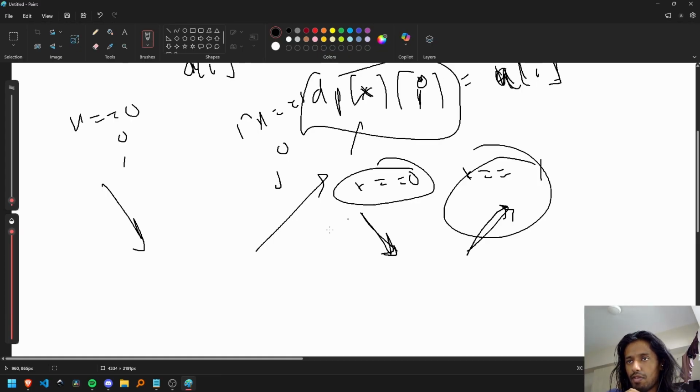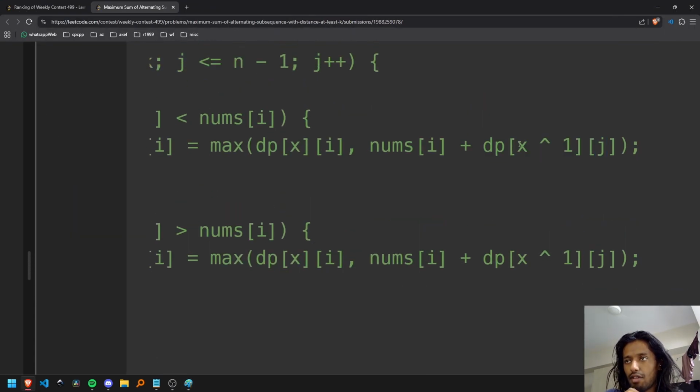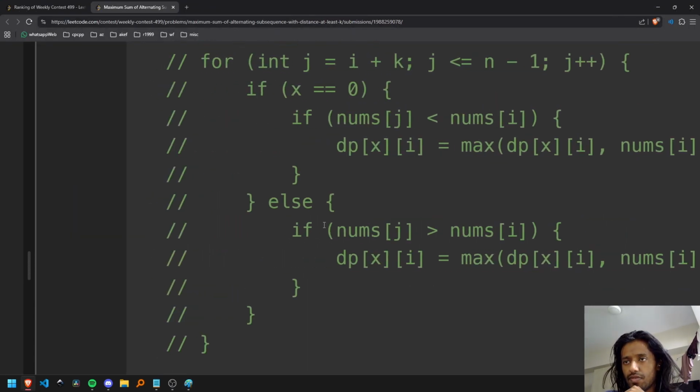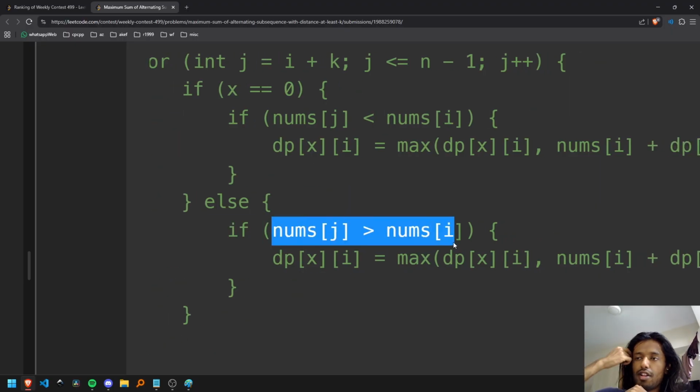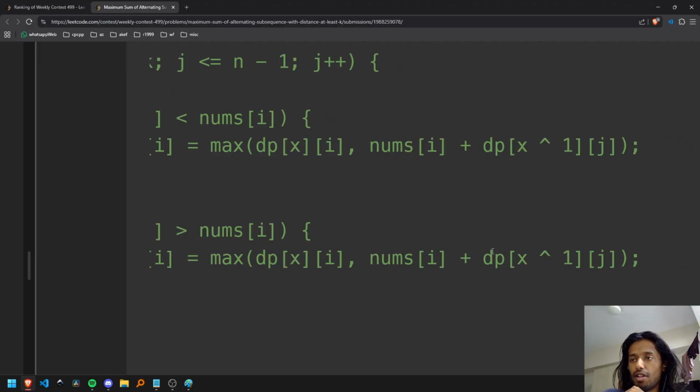X xor 1 would become 1. So from there the DP would get the answer from the increasing trend, which is why it is xor 1. And similarly, if x is equal to 1, that means nums[j] should be greater than nums[i], and then the trend should be decreasing. But then, we can just keep this xor 1 thing.